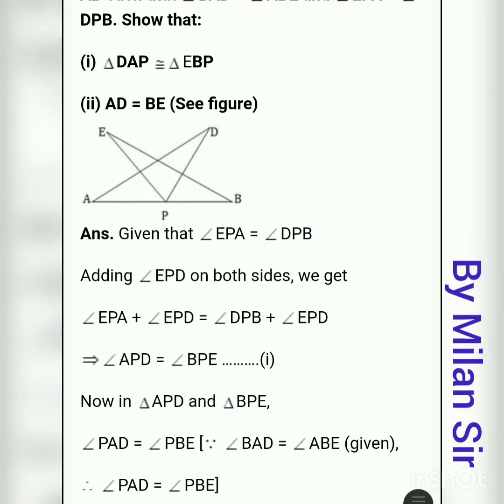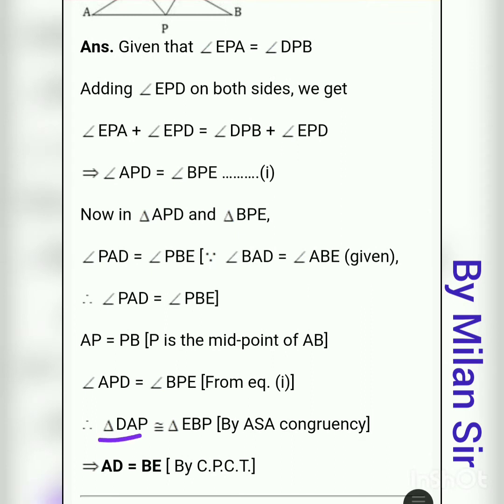So we can write triangle DAP congruent to triangle EBP. And which criteria do we use here? By angle side angle congruency criteria. Okay, by angle side angle.